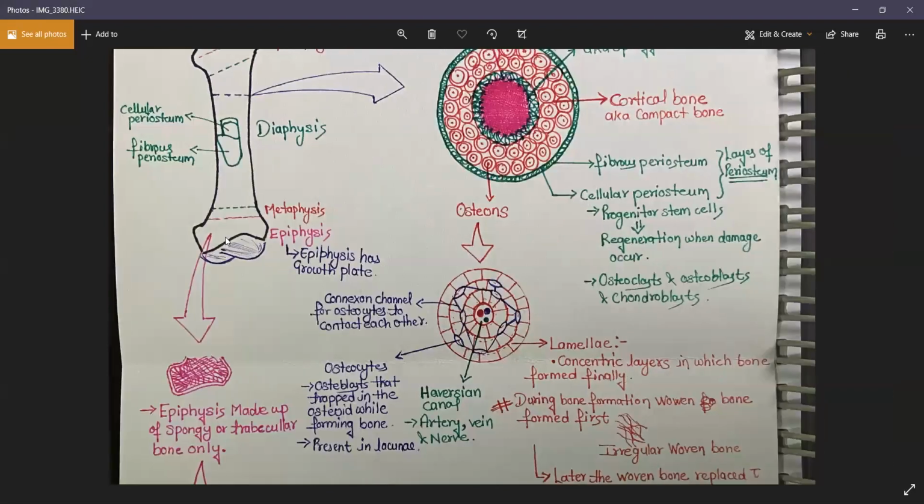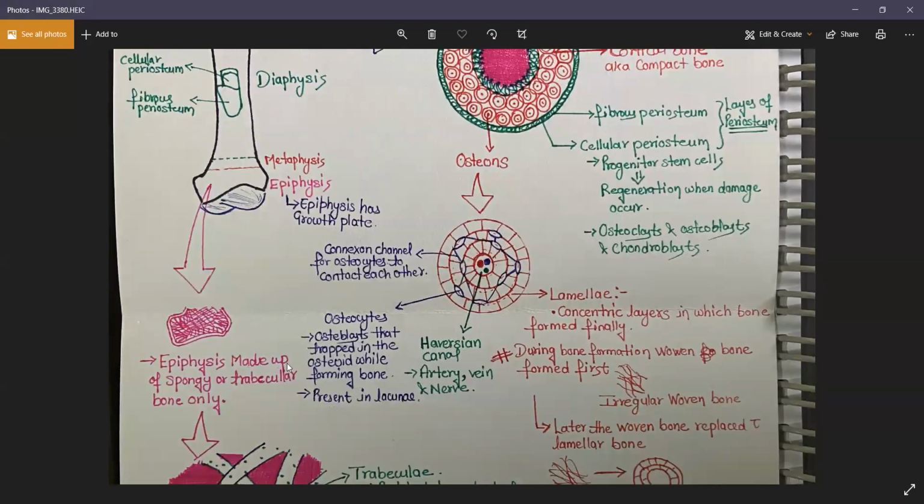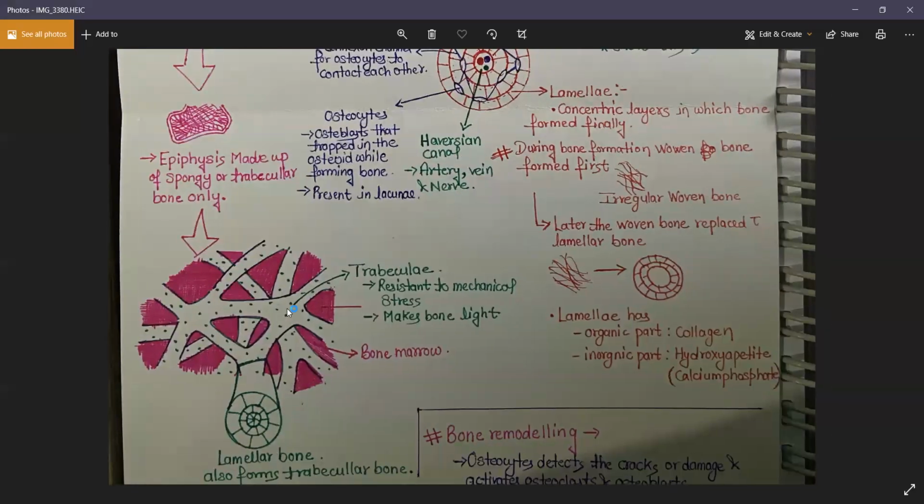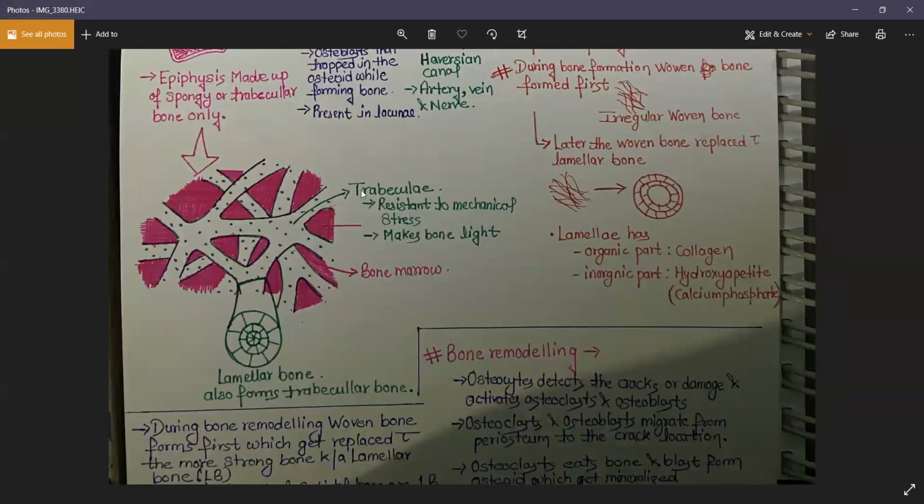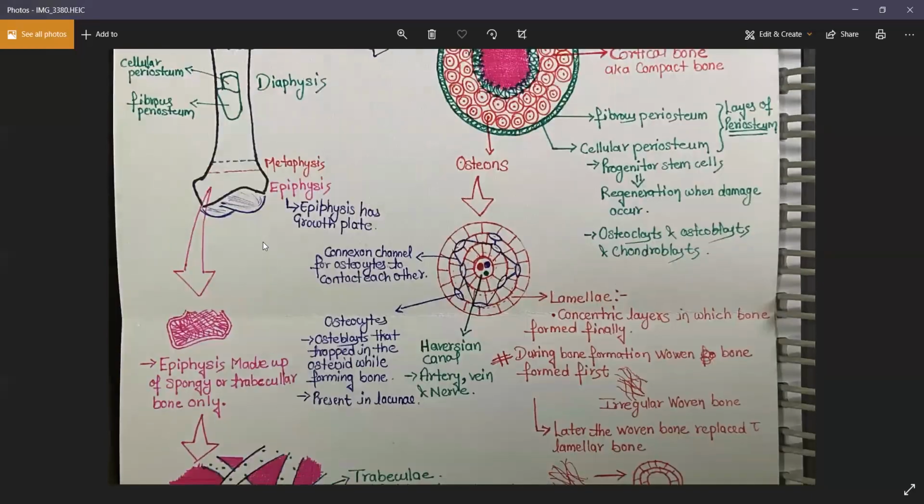Now if we look at the epiphysis, this epiphysis is made up mainly of the spongy bone or the trabecular bone only. It does not contain any cortical bone, it is purely trabecular bone. As you can see, these are the trabeculi. In between the trabeculi, I have all these spaces where my bone marrow can easily be filled, right? Whenever I cut a trabeculi, I can see the lamellar bone there. The function is to resist the mechanical stress and to make the bone very light. That's what I see in the epiphysis. Is that okay?